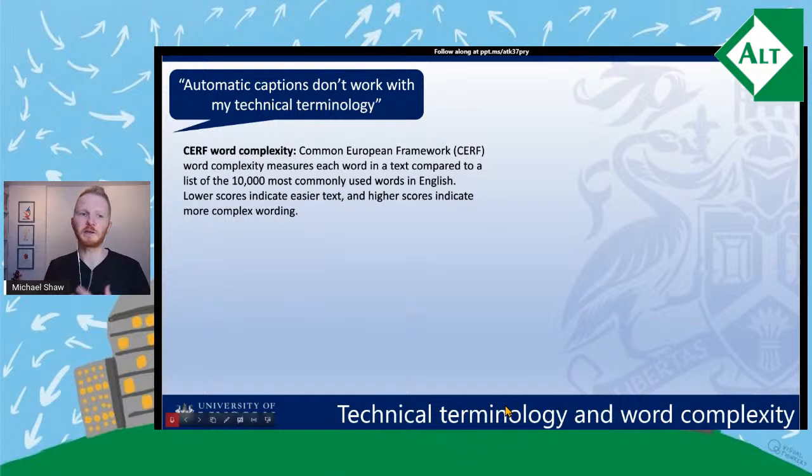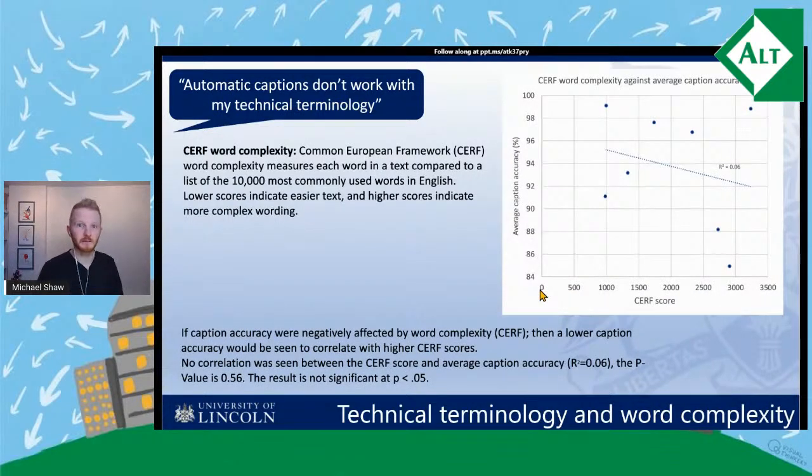And I was looking at teaching videos in the areas of education, medicine, microbiology, and business. And so here's the data. We can see what looks like a weak trend here, but with a p-value of 0.56, this is not a significant correlation between word complexity and caption accuracy. And that's because although we might think that we'll be using academic terminology, we'll structure our sentences using common language. And in fact, we're teaching, so it's in our best interest to use simple language where we can.